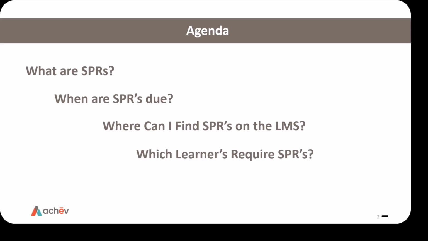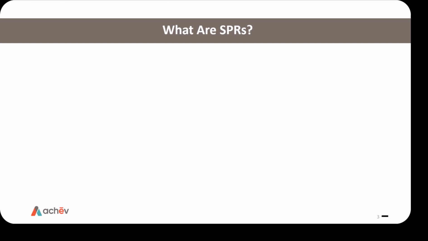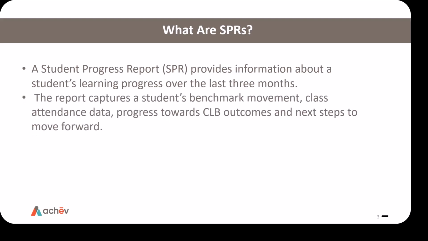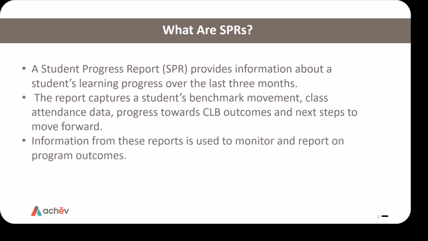So what are SPRs? SPRs are Student Progress Reports, and they provide information about a student's learning progress over the last 3 months. The report captures a student's benchmark movement, class attendance data, progress towards CLB outcomes, and next steps to move forward. Information from these reports is used to monitor and report on program outcomes.